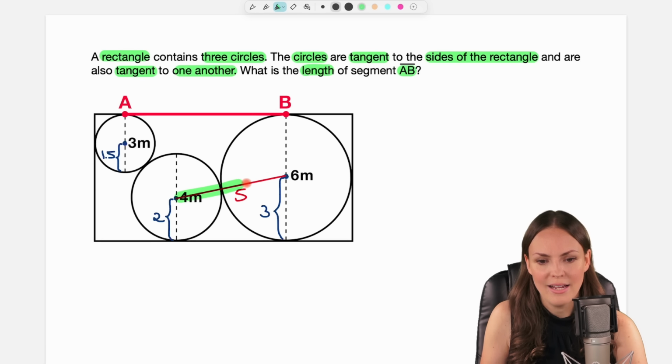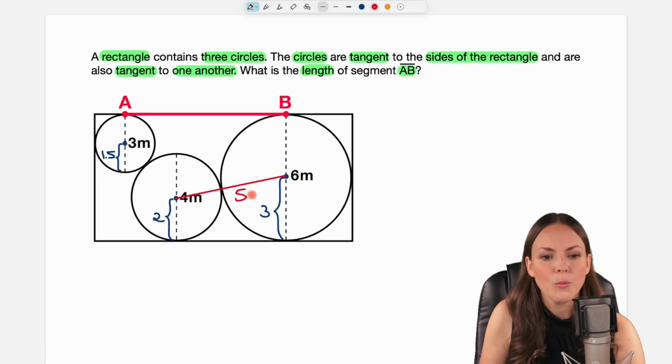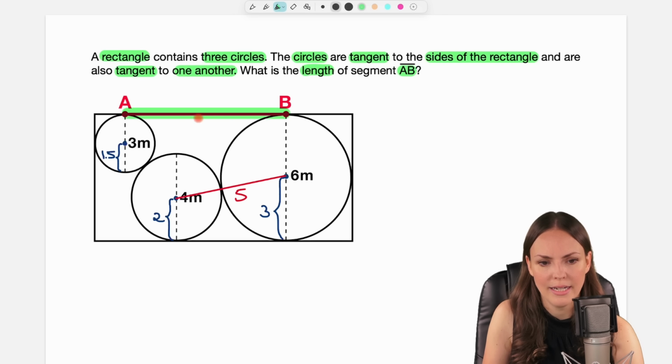Okay, so we have a straight line of length 5 here. But we were interested in the length of this horizontal line. And our line is not horizontal, but we could draw a horizontal line here. So if we go horizontally from here to here, we also get a right angle here. And now we've created a right triangle.